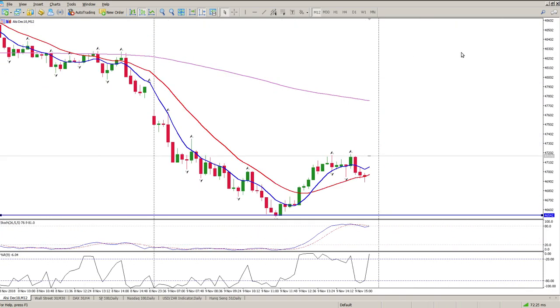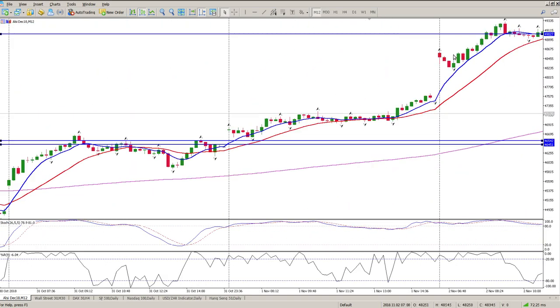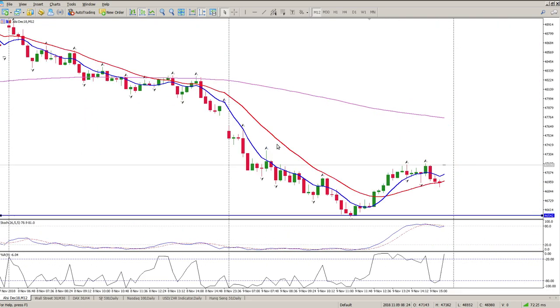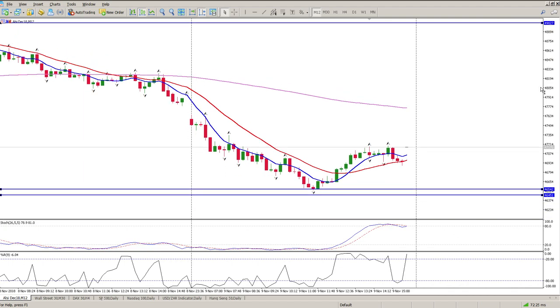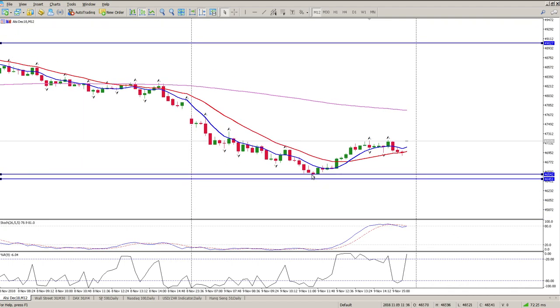Just looking at the gap quickly, here is the daily gap. You can see that's where it closed, this level of 46,451. So I suspect that is the area we're going to target today. We barely got there on Friday, so I suspect we're going to come down again and hit this area.